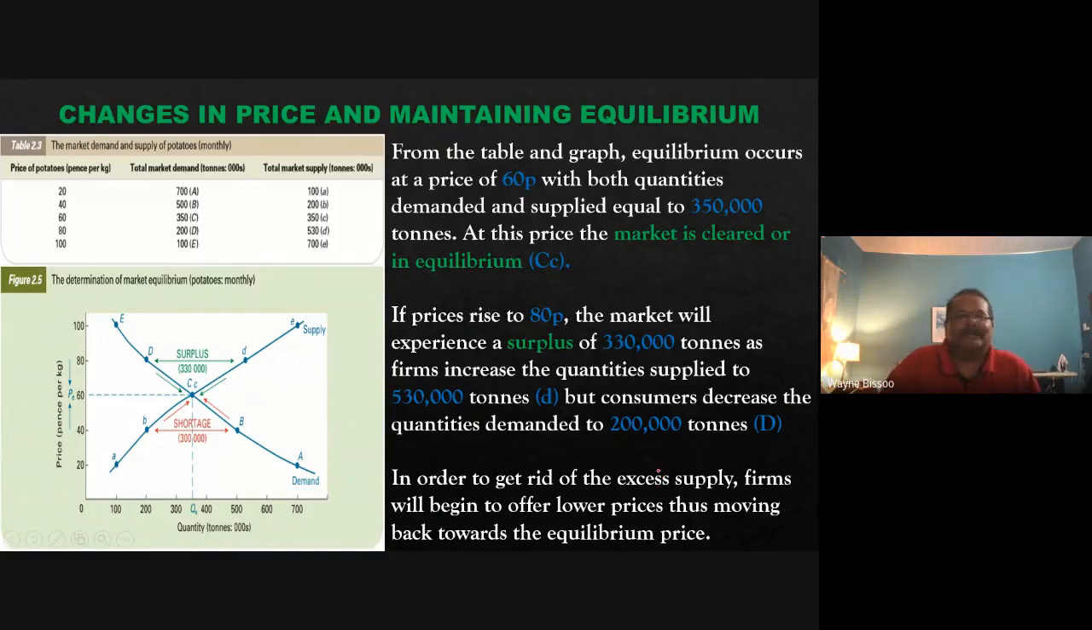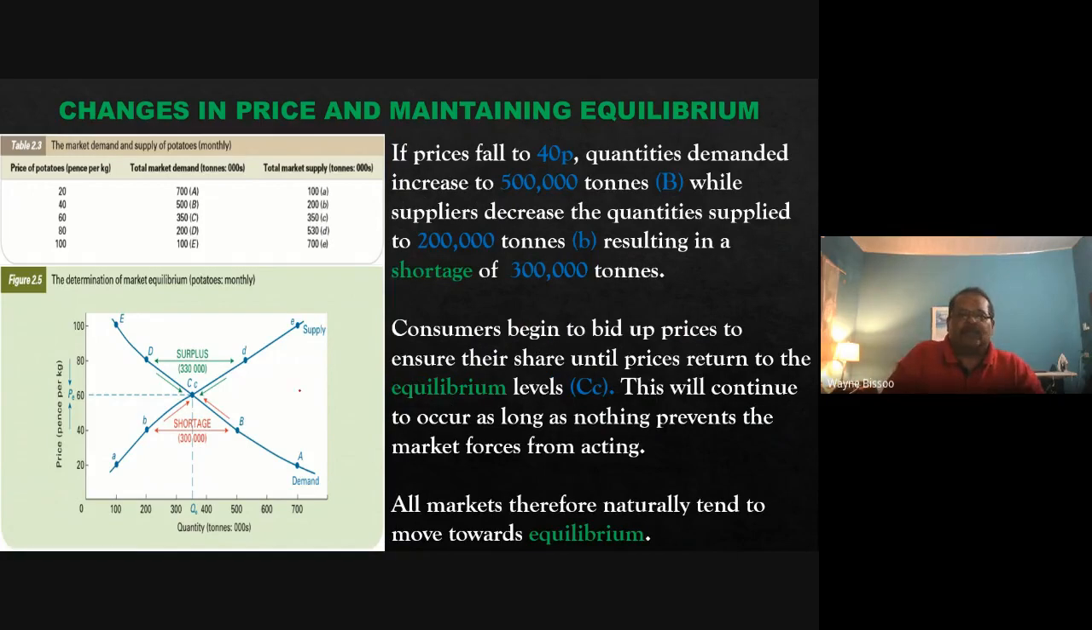We know that, right? So this is what this slide is trying to explain to you. This series of slides is called maintaining equilibrium. At surplus prices or at high prices where there's a surplus in the market, the suppliers will, in order to get rid of the excess supplies, begin to offer lower and lower prices, right? But when we have shortages, on the other hand, consumers begin to bid up prices to make sure that they get their share. And that therefore pushes prices back towards the equilibrium.